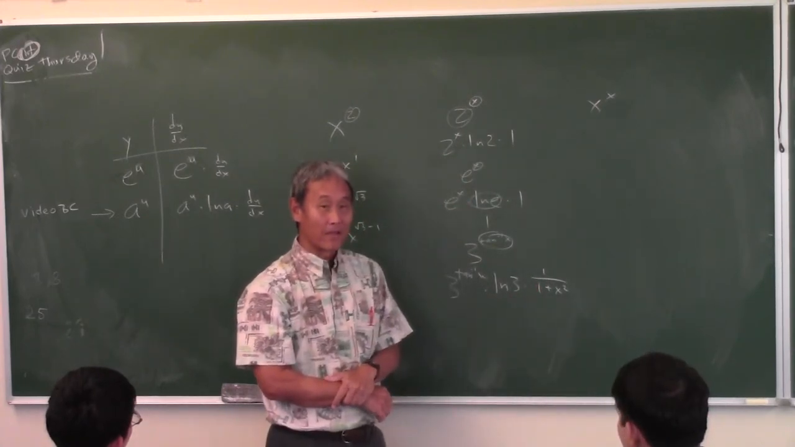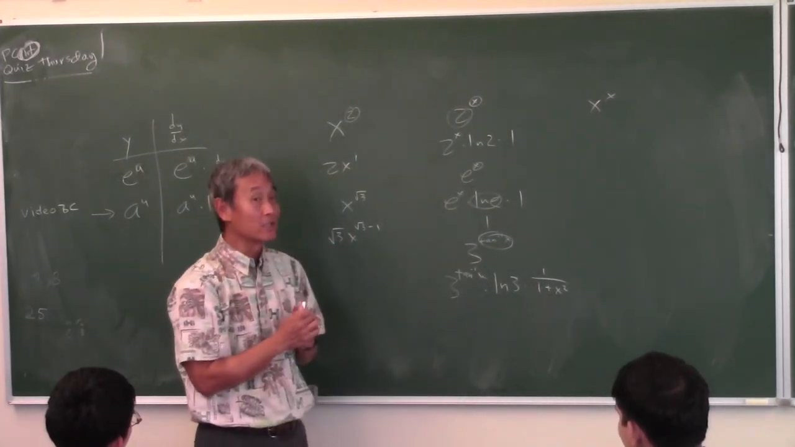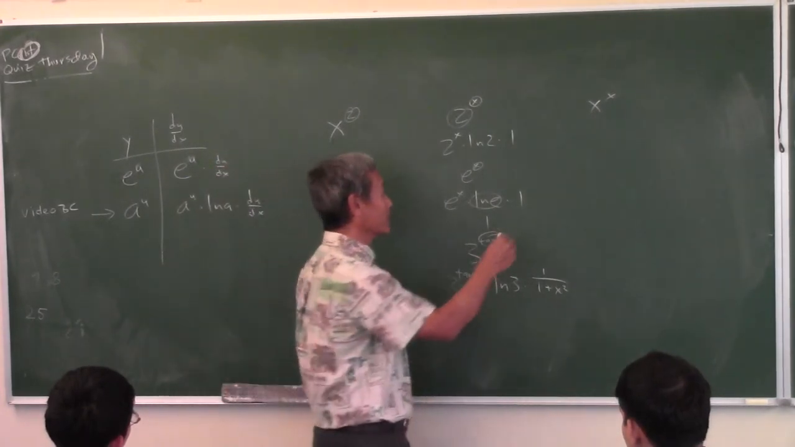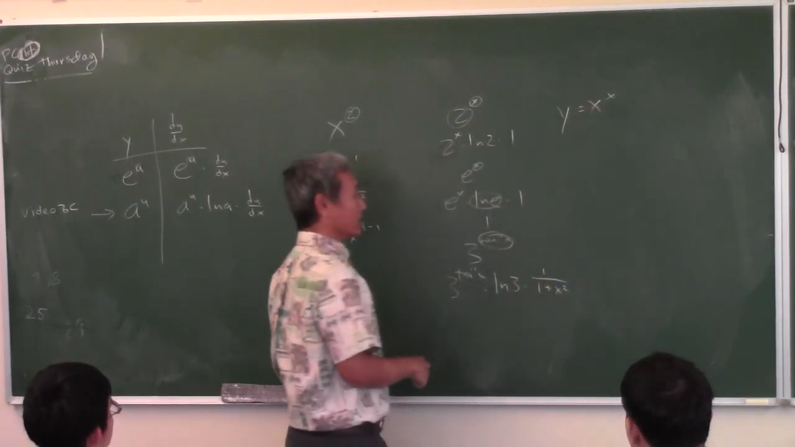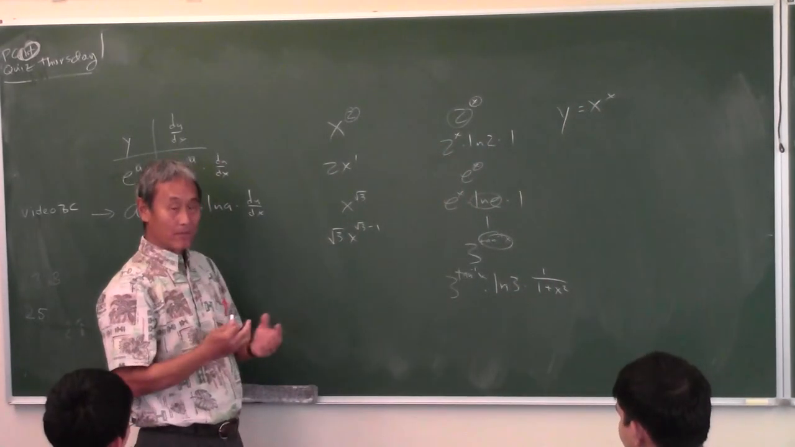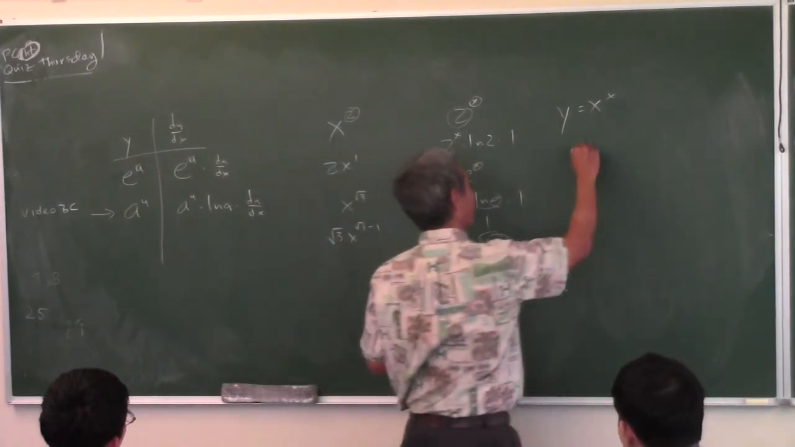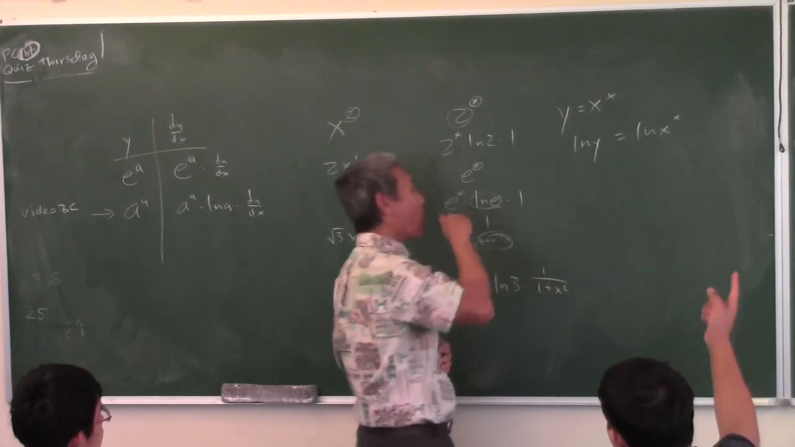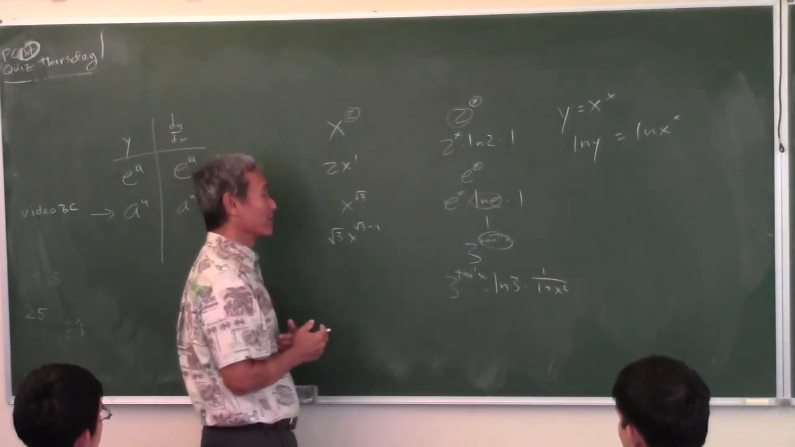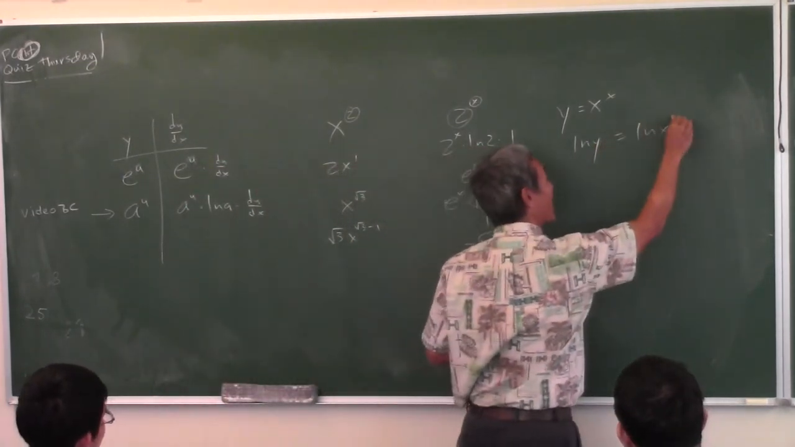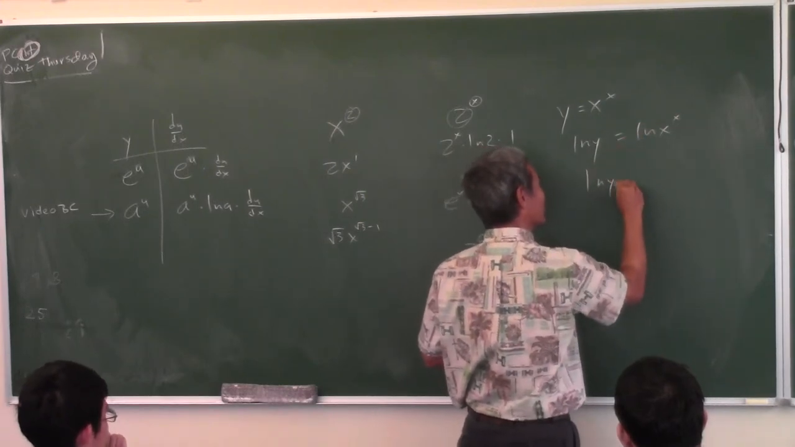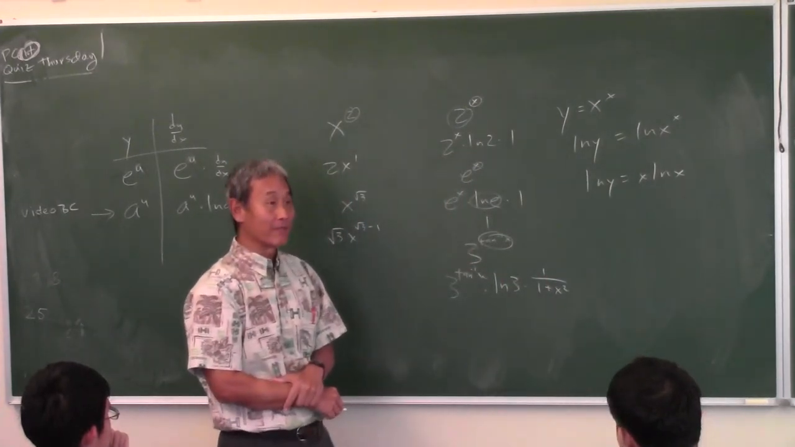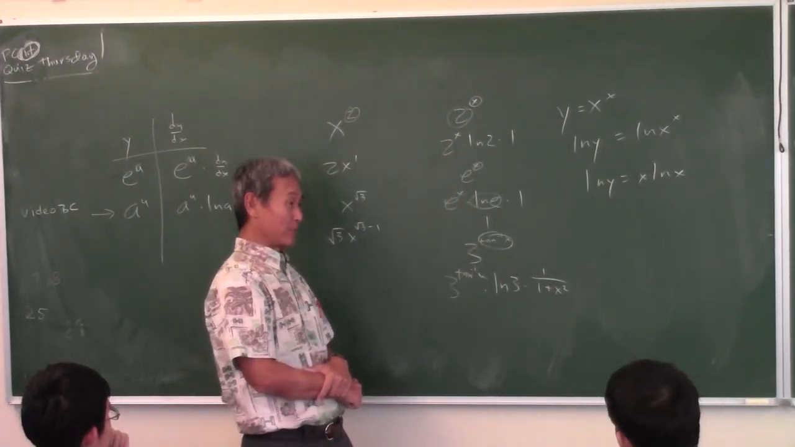x to the x. Can I use any of these rules? No. The answer is no. So we have to use a technique called logarithmic differentiation. Okay, so watch what I'm gonna do. I'm gonna log both sides. Natural log y is equal to natural log of x to the x. Why do you think we took the natural log of both sides? Because you can put the power in the front using your properties of logarithms. And then now you can simply do implicit differentiation, which we are experts at, right?